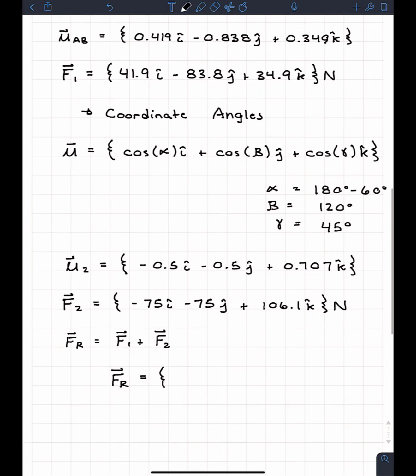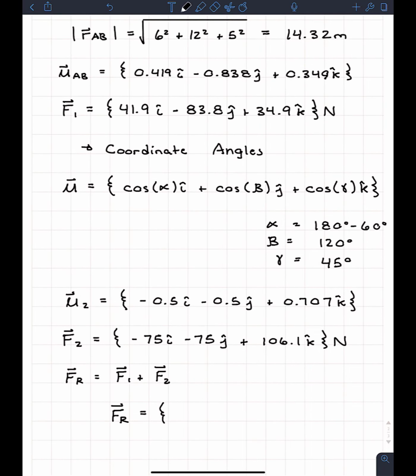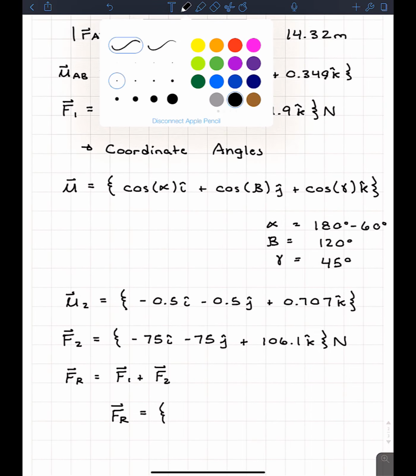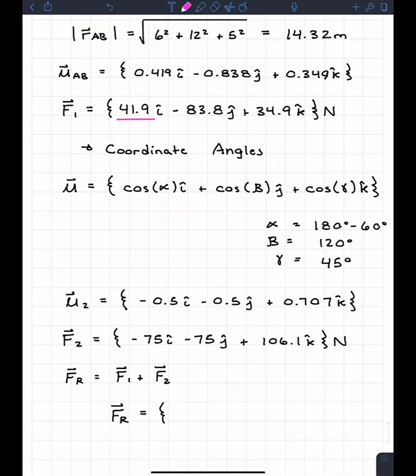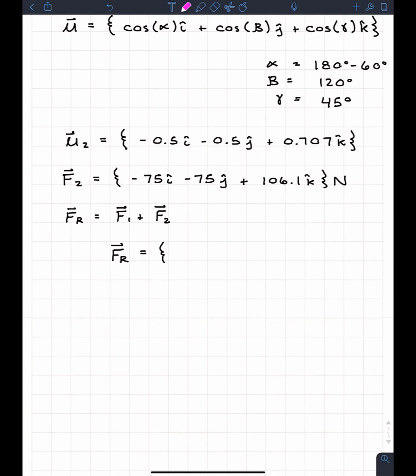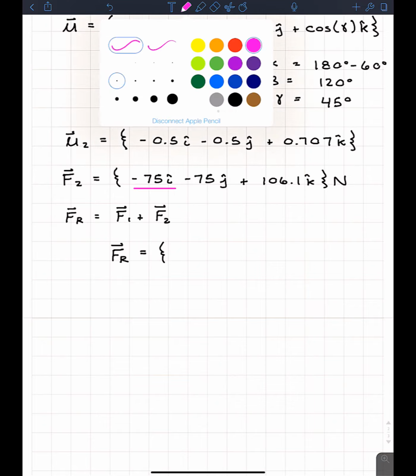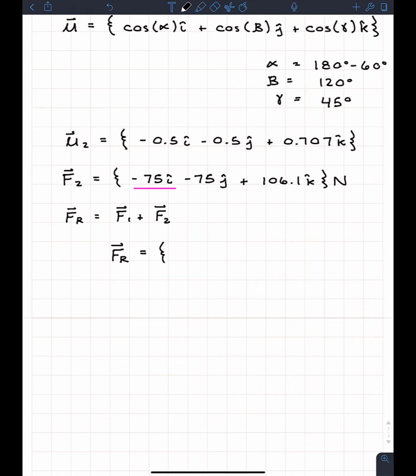So for the I, what I would do is I'd take 41, I'll go in pink. I'm going to take the I component of F1, so 41.9. I'm going to add the I component of F2, so minus 75. And what I get is negative 33.1i, and then minus 158.8 in the j, and plus 141k. And it's all units of newtons.